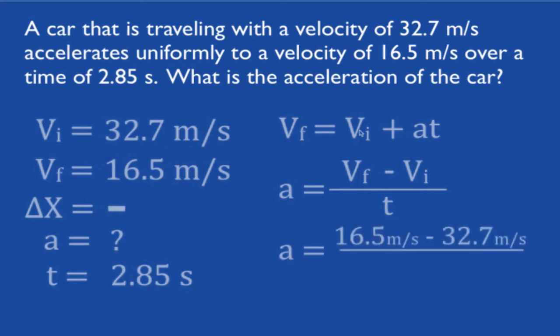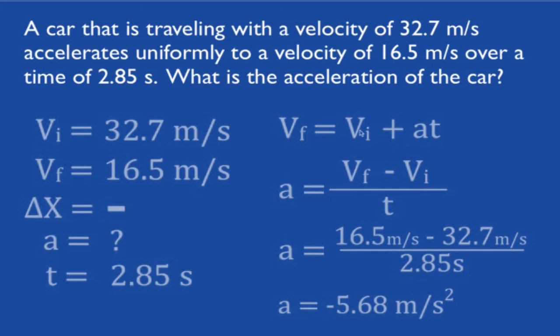Plug the values in, you get 16.5 minus 32.7 divided by 2.85 seconds, and you get the acceleration of that car is minus 5.68 meters per second squared. The minus sign tells us that it is slowing down. We can make the assumption that the motion of the object is in the positive direction, and positive velocity with negative acceleration means the object is slowing down, or its speed is decreasing.